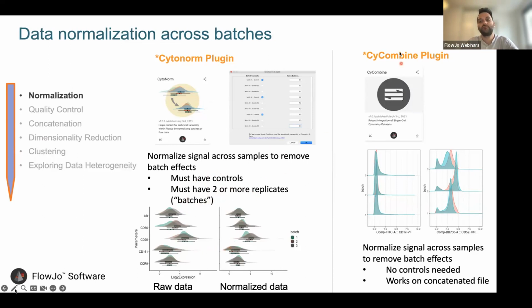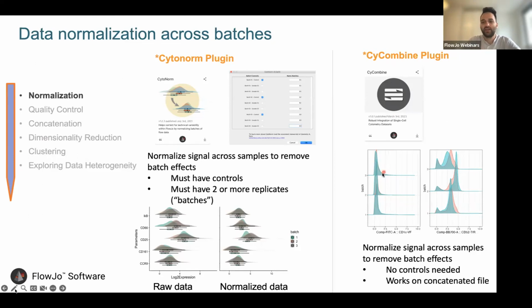On the other hand, we also have CytoCombine, which is less restrictive in the use of controls. It works on the concatenated file. So after we merge the samples together, we can perform normalization and remove batch effects.